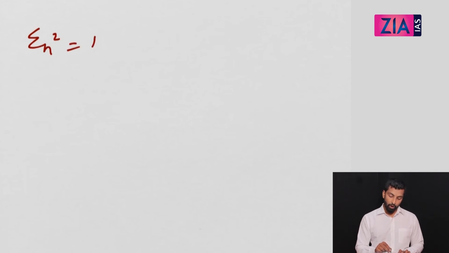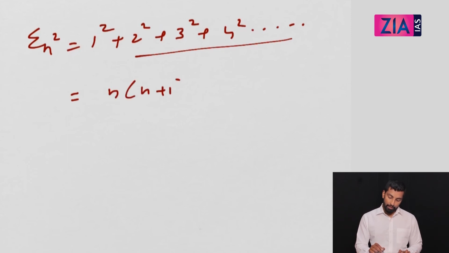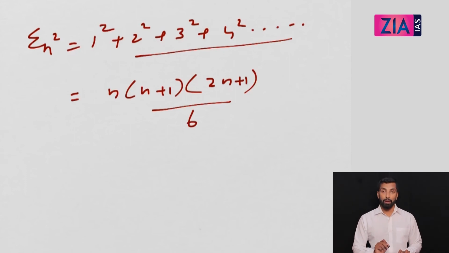Since we discussed sigma n, I also want to discuss sigma n square. This is nothing but 1 square plus 2 square plus 3 square plus 4 square, etc. Sum of squares. So you have a formula: n into n plus 1 into 2n plus 1 divided by 6. So you can get questions like this. I will discuss these examples when we solve the questions.